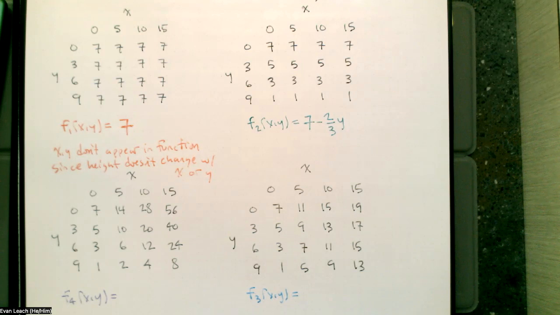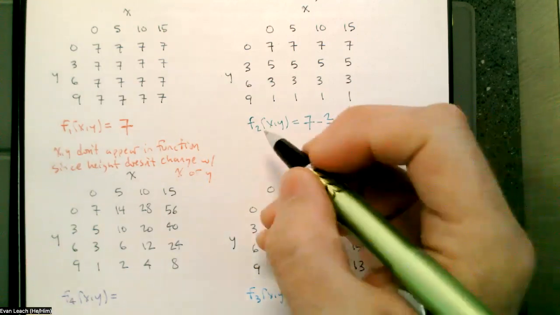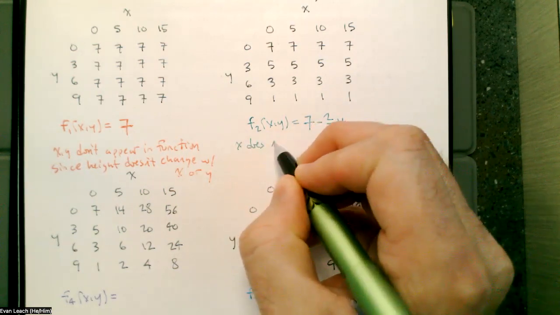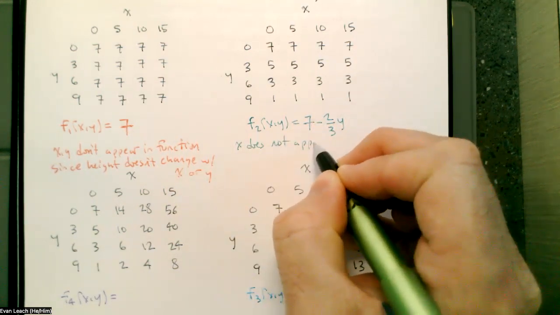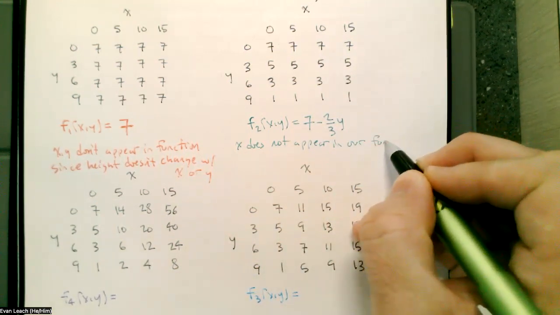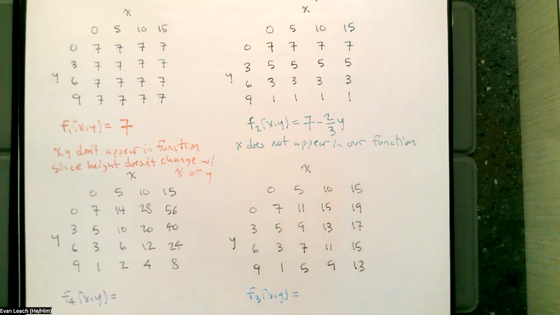We're not going to have x show up in our function because x doesn't matter in this surface. The surface is the same for all the values of x. So x doesn't appear in our function, because x doesn't change the value of the function.